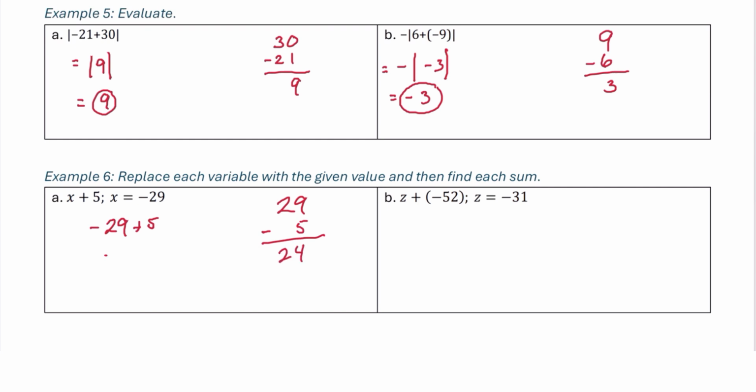And we use negative 24 since the larger absolute value between 29 and 5 is negative. Our answer is negative.